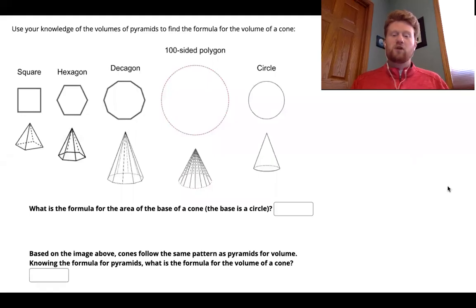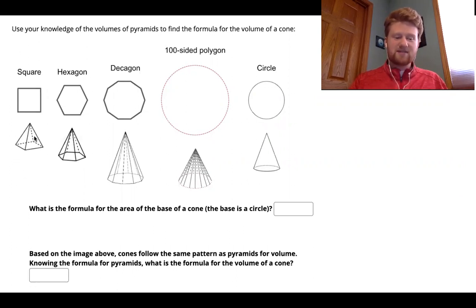So we want to move from our understanding of the formula for the volume of pyramids to find out what the volume of a cone is. So I have a diagram right here, and that shows a progression from pyramids with fewer sides on their base up to pyramids with a lot of sides on their base. So this first one, I have a square pyramid.